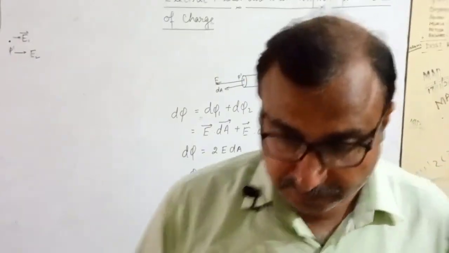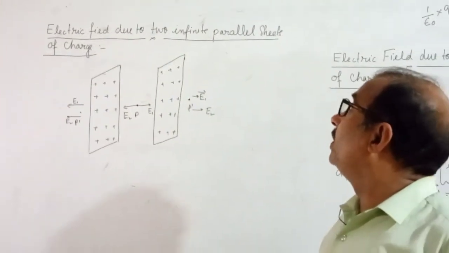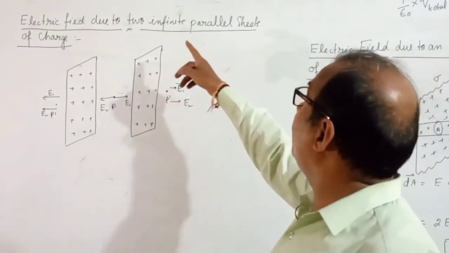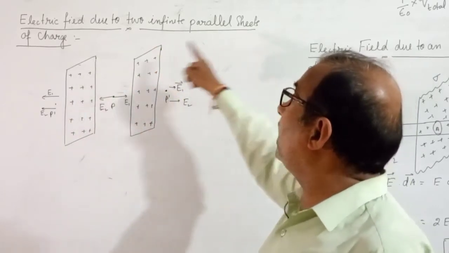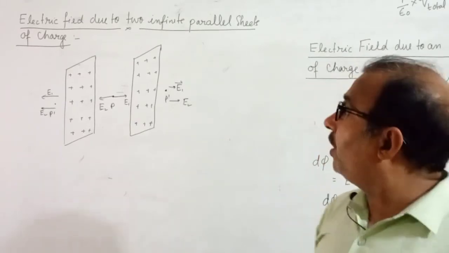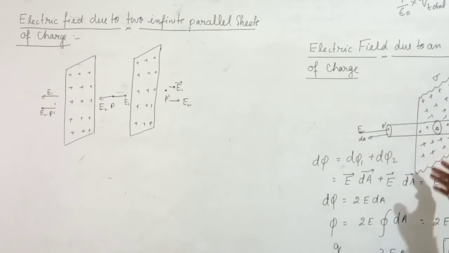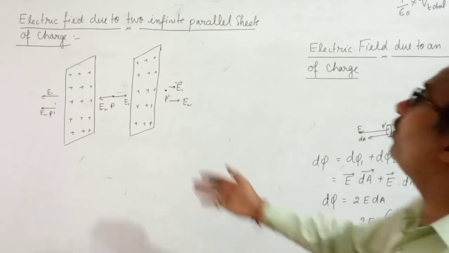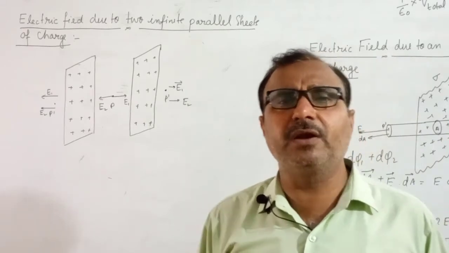Now I am going to move on to the electric field due to infinite parallel sheets of charge. Now you have two parallel sheets of charge. Here we found it out due to one sheet of charge. Now you have two parallel sheets of charge. Due to that, you want to find out the intensity of electric field.